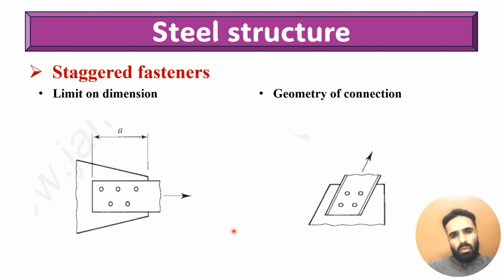So there are limits on the dimension and geometry of the connection. We cannot provide holes in a single line or in a parallel pattern, so we will provide holes in a staggered pattern. Due to the staggering, the failure path will be different from the parallel pattern. There will be a difference in the failure path. Remember this.